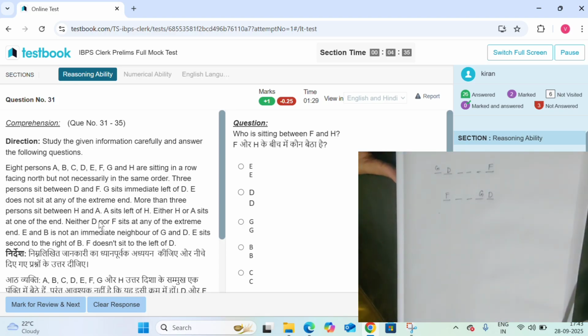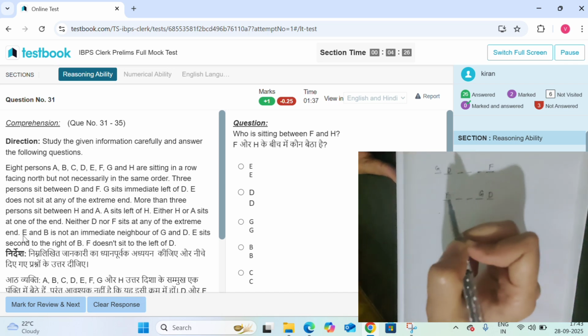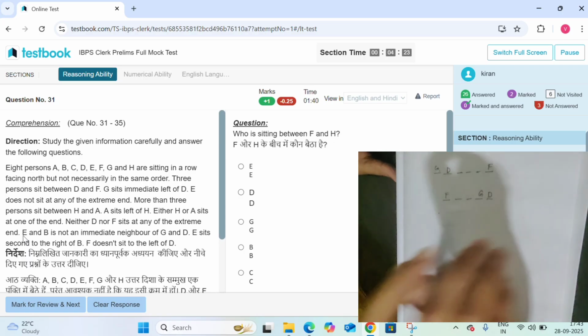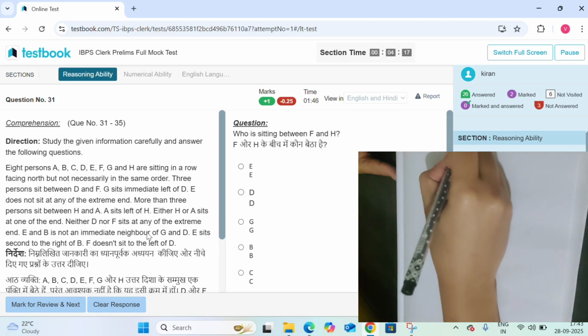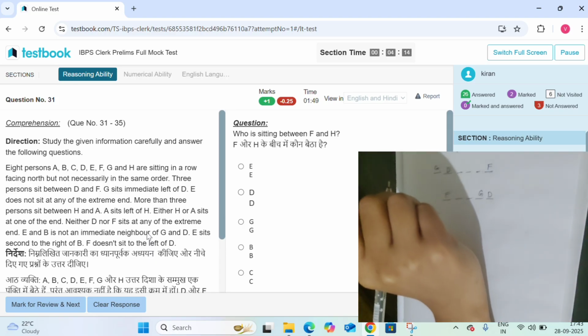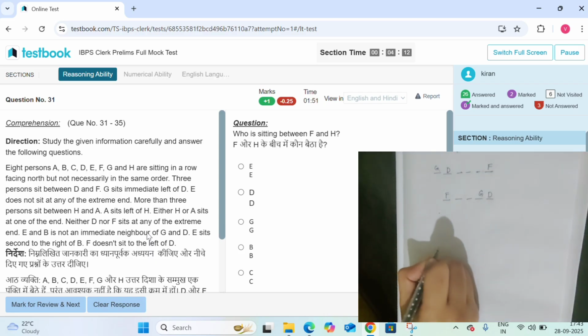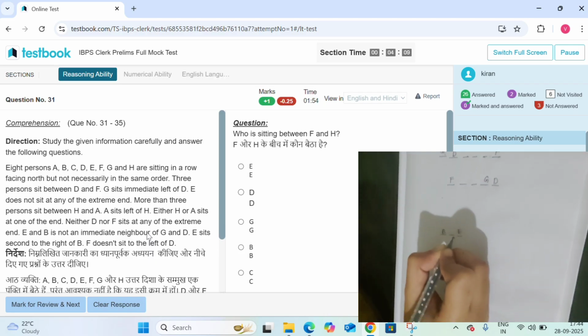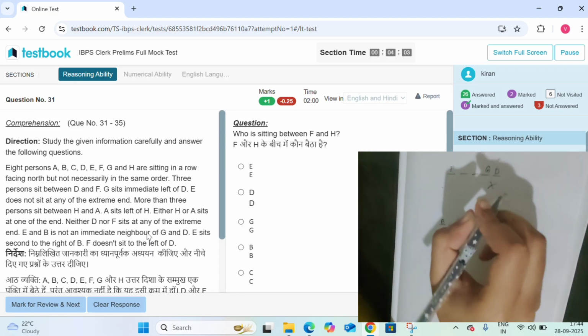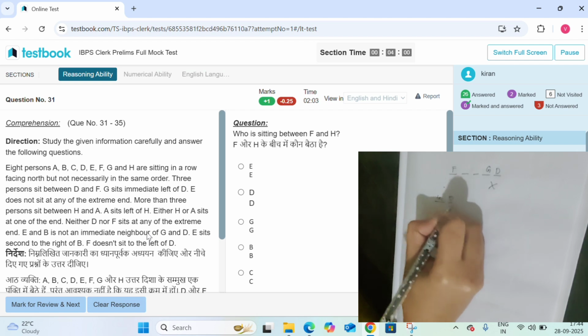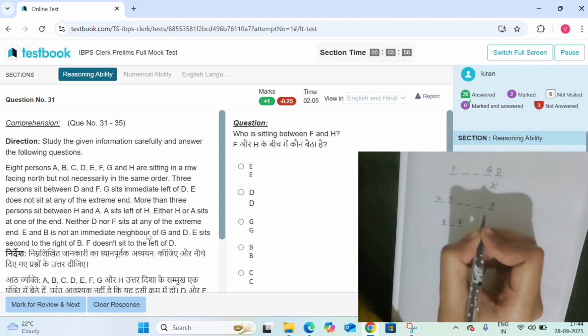Okay, done. Neither D nor F sits at the extreme end. That means 1, 2, 3, 4, 5, 6, 7. Okay. E and B are not immediate neighbors of G and D. This is not. Okay. E is second to the right of B. E is second to the right of B. F does not sit to the left of D. This condition. Okay. G, D, F, and neither D nor F sits at the end.